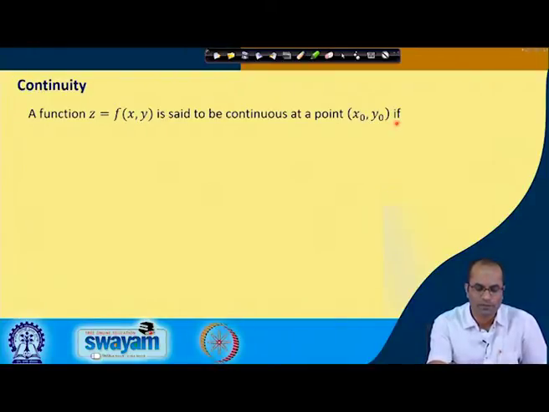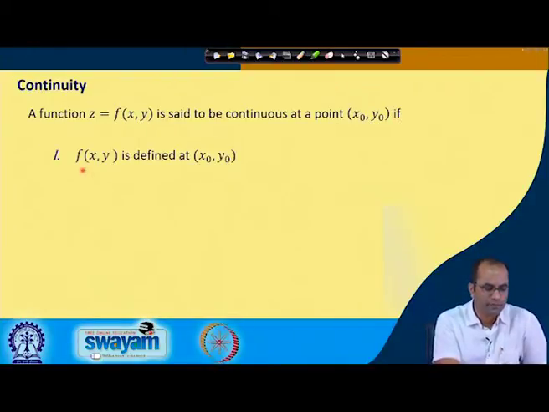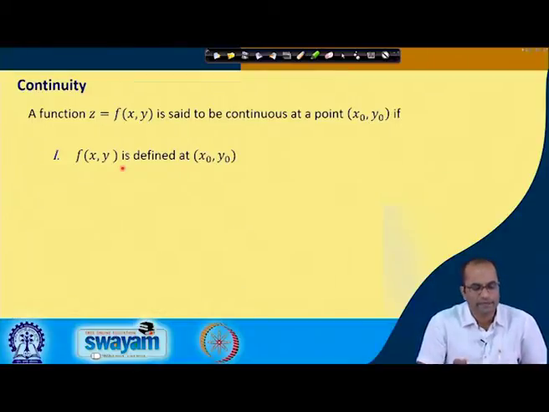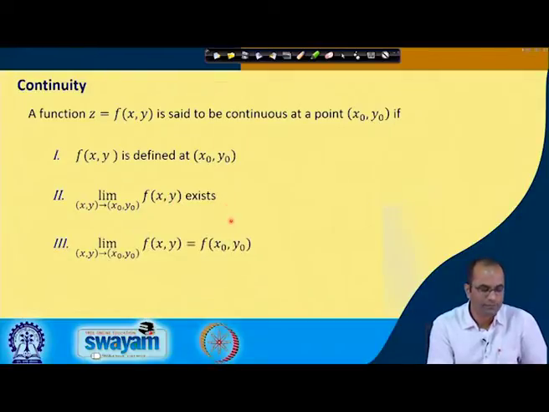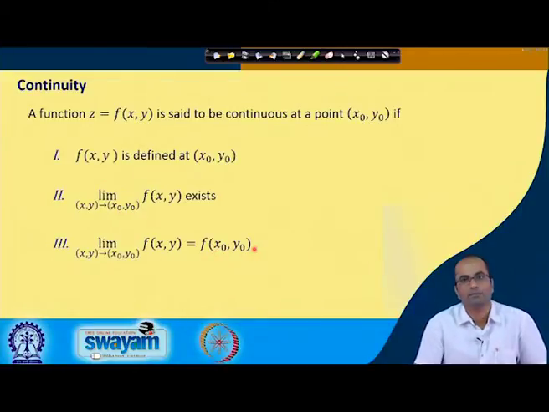A function z equals f(x, y) is said to be continuous at a point (x0, y0) if, first, f(x, y) is defined at (x0, y0). Second, the limit of f(x, y) as (x, y) goes to (x0, y0) exists, and the third one is that this limit is equal to the function value at that point.